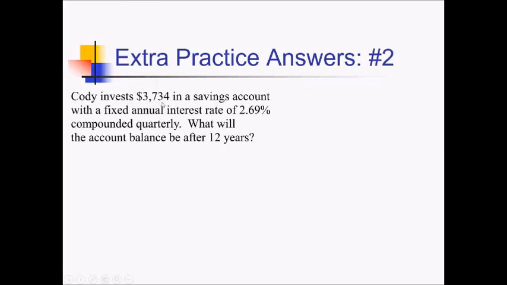For this problem, we've got some money invested in an account with quarterly compounding. So let's figure out what this account balance is going to be after 12 years. I'm going to use P B to the T, and I'm going to change my B value to reflect this quarterly compounding. So to get the B value, I need to do 1 plus, and now my interest rate, 0.0269, divided by the number of compounding periods. It's quarterly, so that means we're doing this 4 times a year and raising this whole thing to the power of 4.